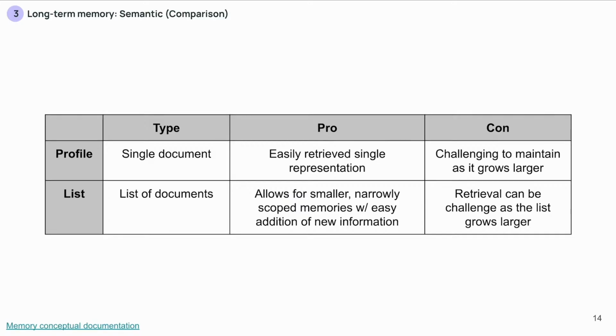Alternatively, a list, very useful for something like to-dos, which I want to natively be something I can just add items to. To-dos are small, narrowly scoped. Now, the con is, if that list were to grow really large, retrieval can be a challenge. So, for example, imagine I have hundreds of to-do items. How do I retrieve them for reasoning? And you kind of push the challenge from management over to retrieval.